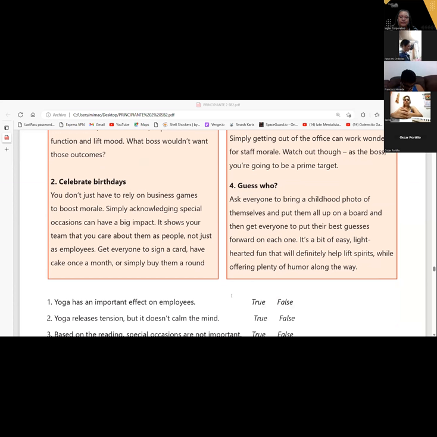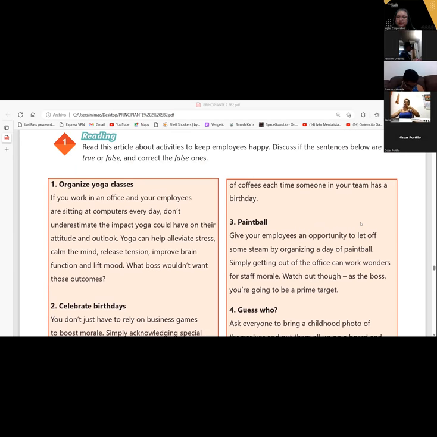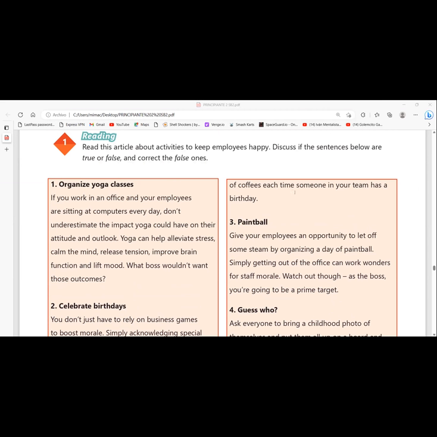Okay. Celebrate a birthday. You don't have to rely on big business games to boost morale. Simply acknowledging a special occasion can have a big impact. It shows your team that you care about them as people, not just as employees. Get everyone to sign a card, have cake once a month, or simply buy a round of coffees or cookies each time someone in your team has a birthday. Very well.